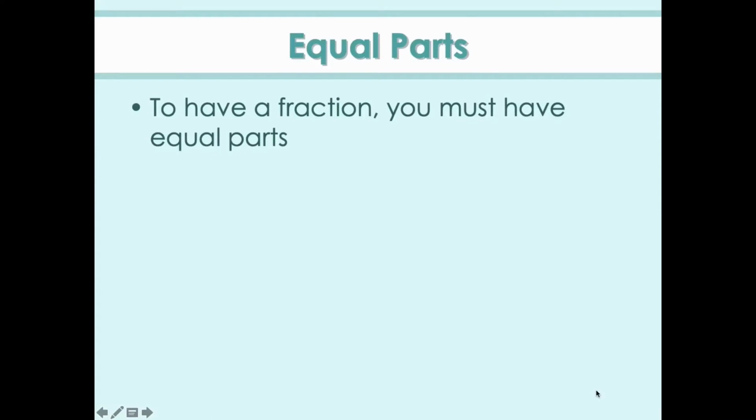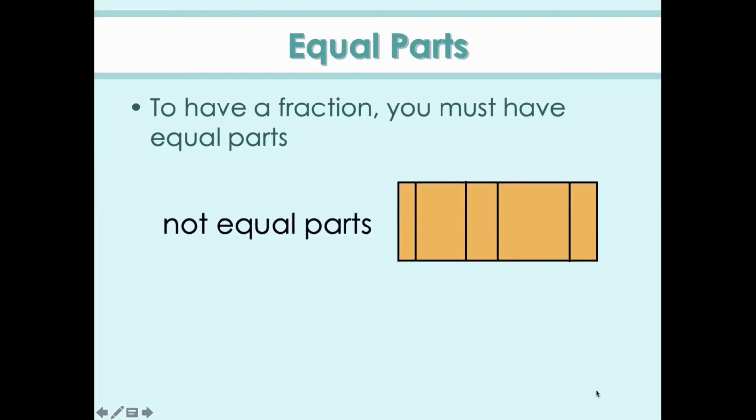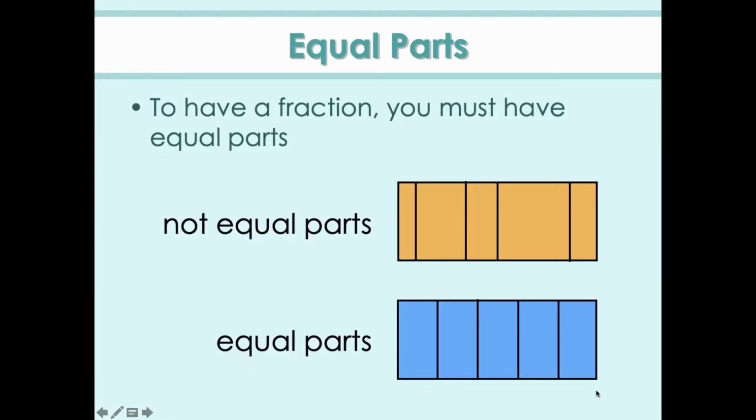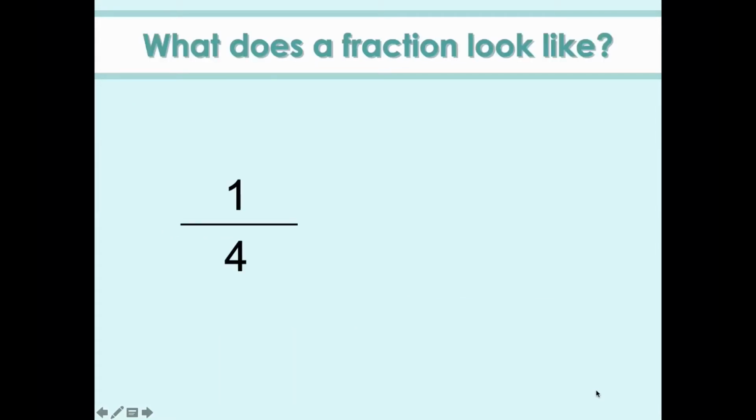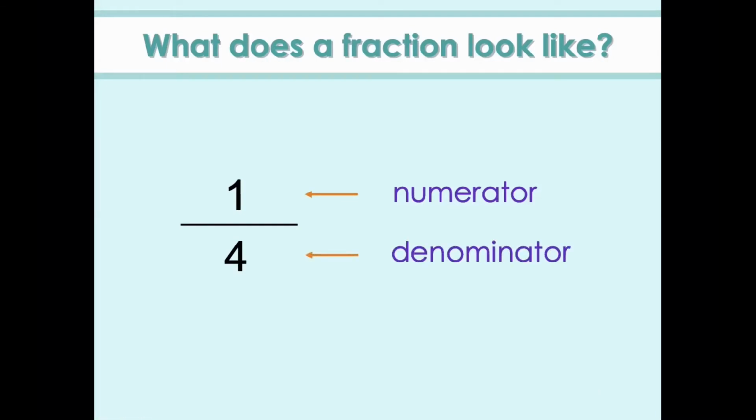Equal parts. To have a fraction, you must have equal parts. Look at the picture. This represents that each part is not equal or the same size. Equal parts means that each part does have the same size. So what does a fraction look like? For example, 1/4: the 1 is the numerator. The 4 is the denominator.